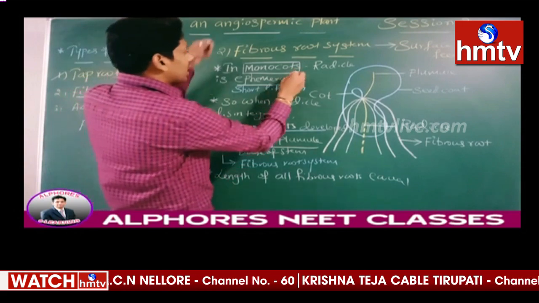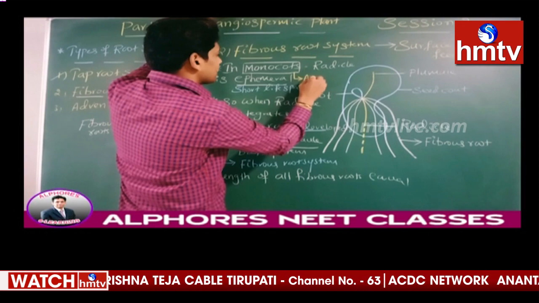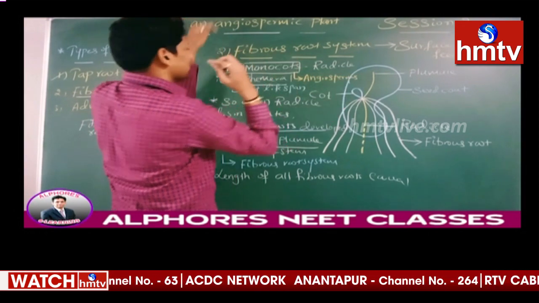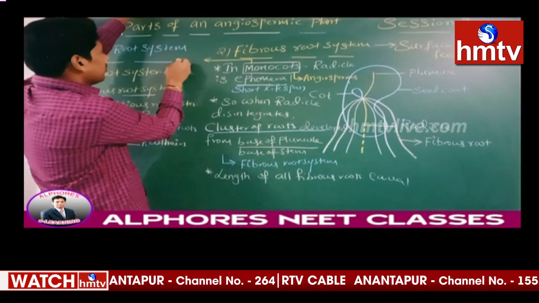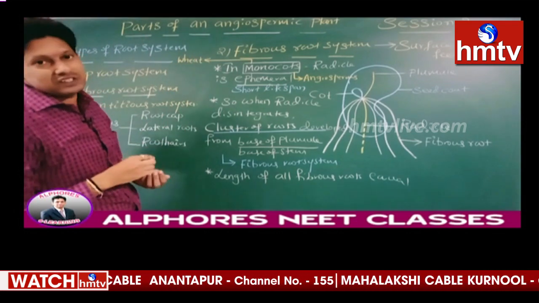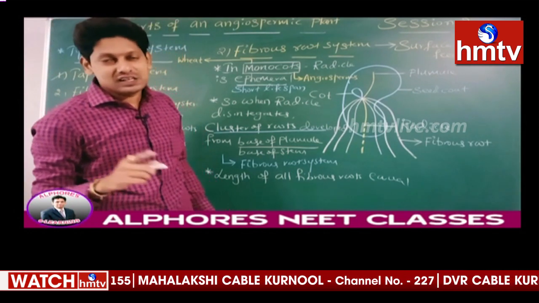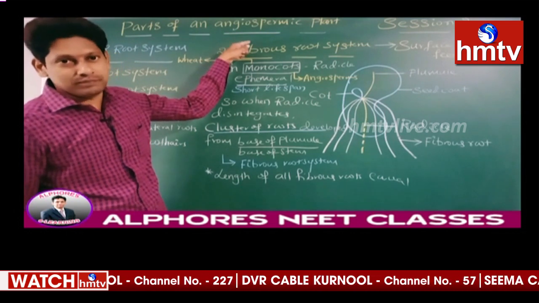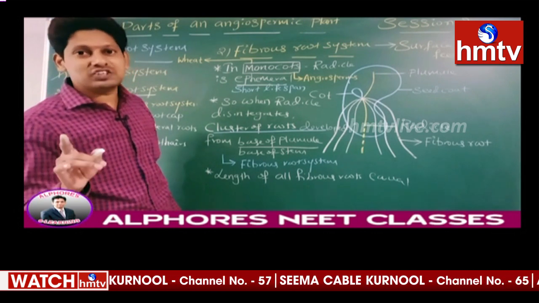These monocots come under angiosperms. Monocots also come under what? Angiosperms. The best example for monocots is wheat. What is the best example for monocots? Wheat. Now you tell me, dicots: majority have a taproot system. Majority of monocots have a fibrous root system. Is it okay? Dicots and monocots both come under angiosperms.